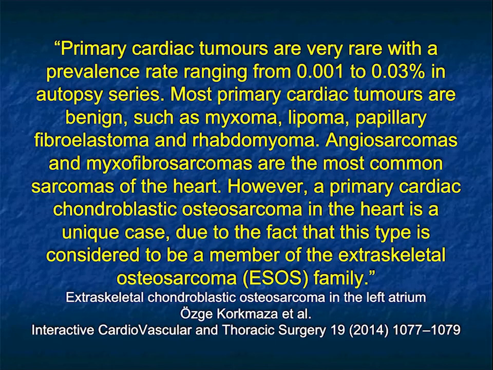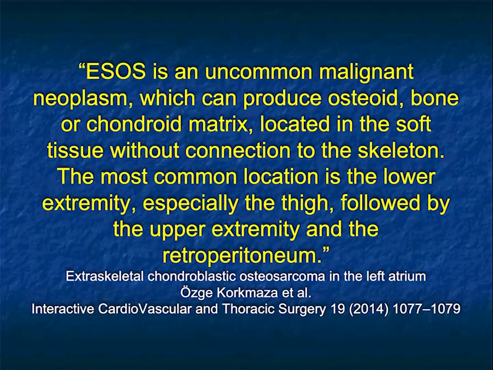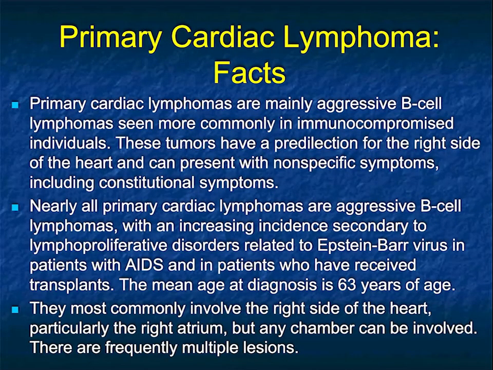Now, one of the things we mentioned is that there are a lot of unusual sarcomas, chondroblastic osteosarcoma, osteosarcomas in general. So there are a lot of unusual tumors that can occur in the heart. Extraskeletal chondroblastic osteosarcoma, like the last case, is one of them. It's very, very unusual, and that's probably the best case I have and maybe the only case.